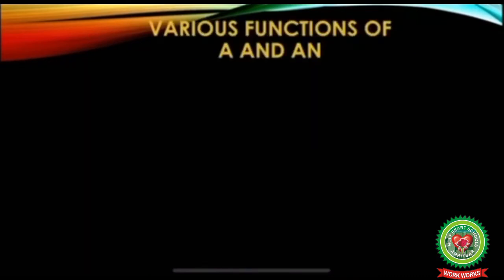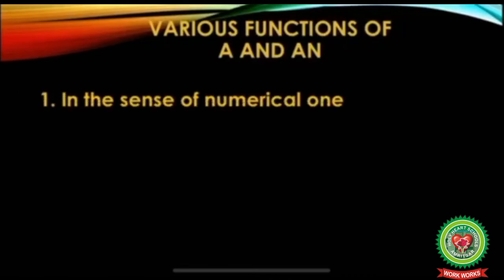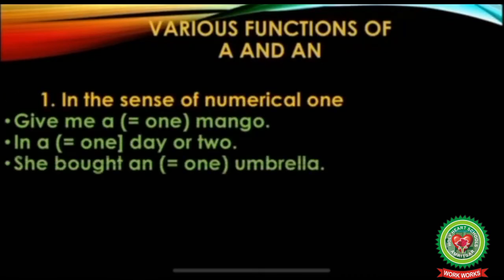See now next is various functions of a or an. Now children, in the sense of numerical one, when we talk about one, we always use article a or an. See here, give me a mango. A denotes here 1. So this means give me 1 mango. In a day or 2. So children, a here again denotes 1. She bought an umbrella. So an umbrella here tells 1 umbrella. She bought 1 umbrella. We can say she bought an umbrella. The article will be an.